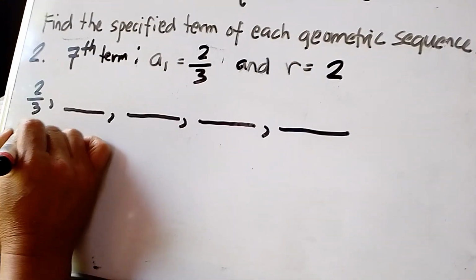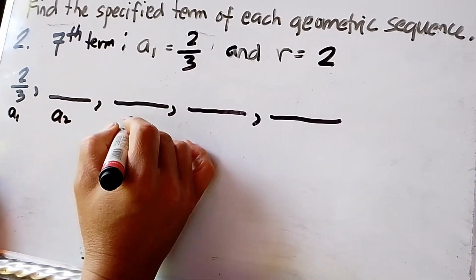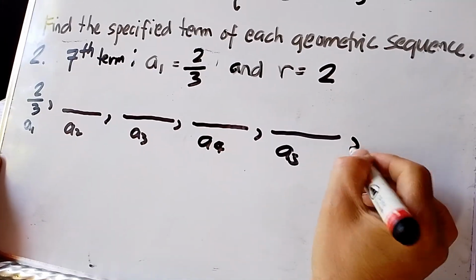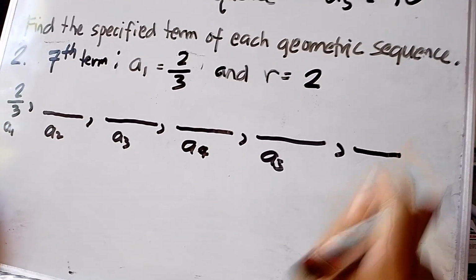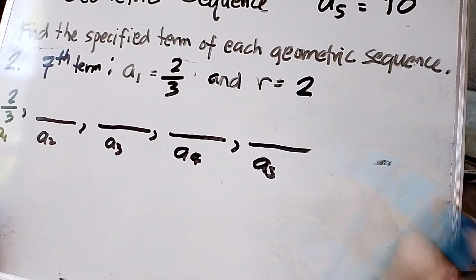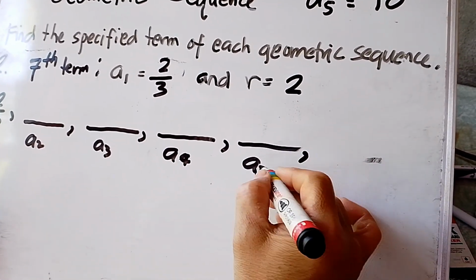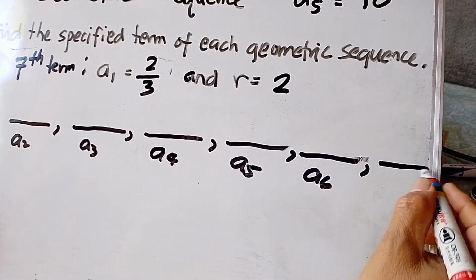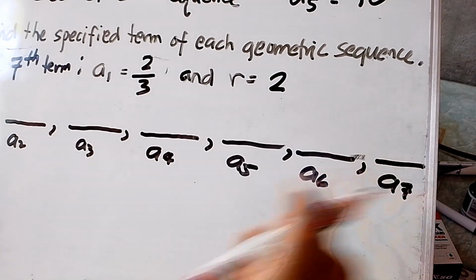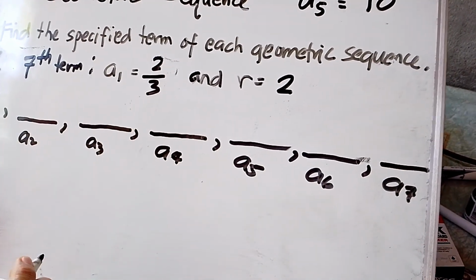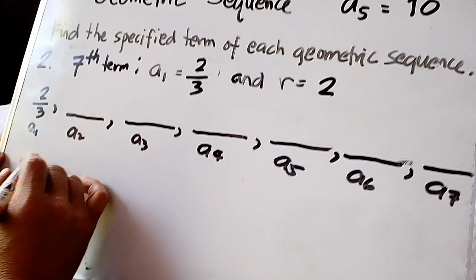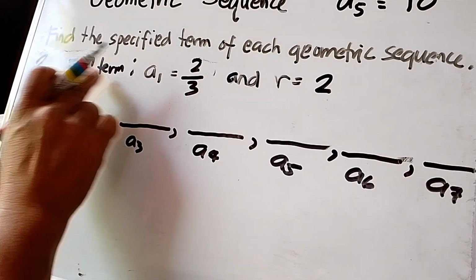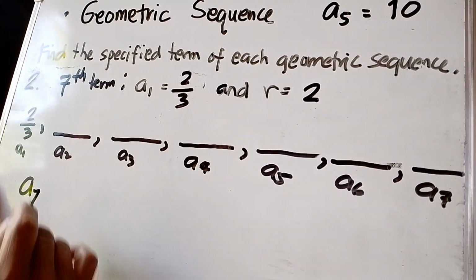This is a1, a2, a3, a4, a5, a6. I need space. This is a5, a6, and then the last will be a7. So this is the last term, the 7th term. So I need to solve a7 because we are required to solve the 7th term.